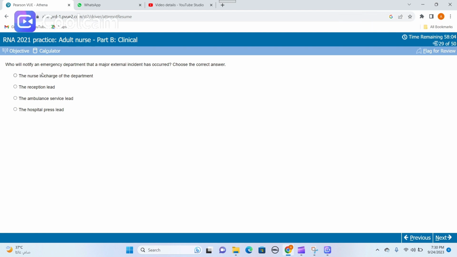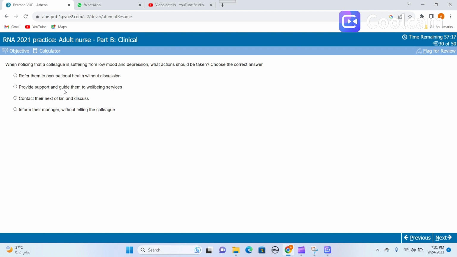Who will notify an emergency department that a major external incident has occurred? Who can be notifying? Nurse in charge of the department? No. Okay, the nurse in charge, how can she come to know that an external incident has happened? The reception lead also will come to know once the patient has arrived to the ER or emergency department. Ambulance service lead, the hospital press. Yeah, the ambulance service lead will be notifying the emergency department. Move to the next question.